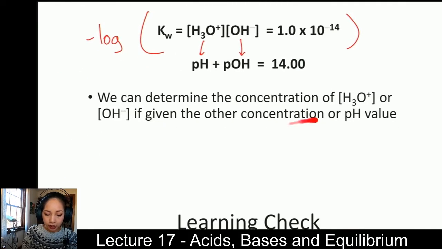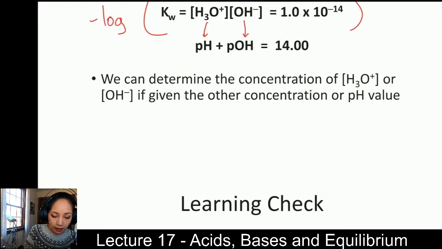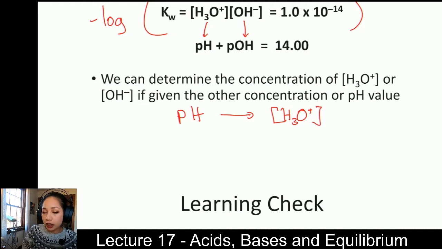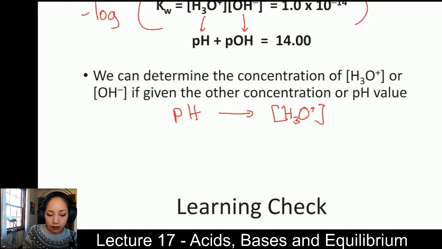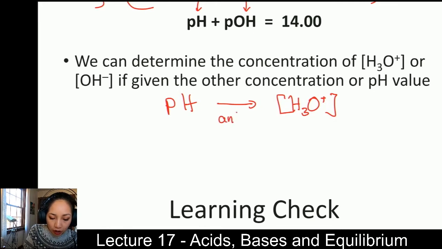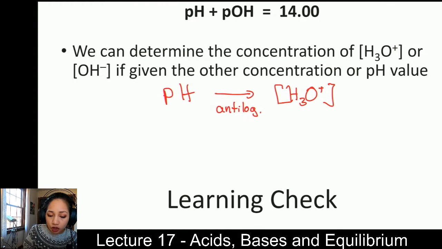All right, and so yeah, that's what I have here. You can either be given the concentration or the pH or pOH, because you can always take the anti-log to go from pH to concentration. And actually, I'll say that. If we want to go from pH to hydronium concentration, if I give you a pH, like pH 8 or something, you actually have to take the anti-log. So the anti-log is just 10 to the n.